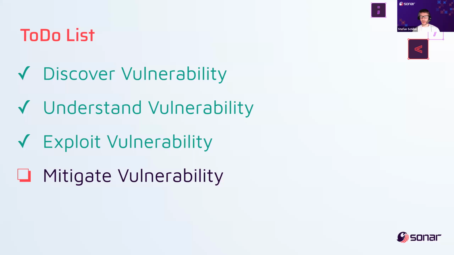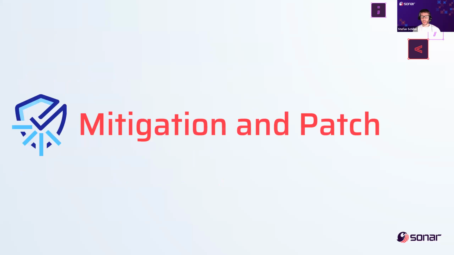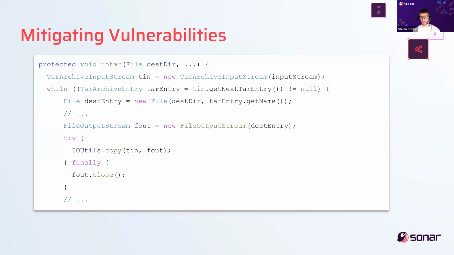So at this point, we are fully aware of the vulnerability and also understand how an attacker could exploit it. So now it's time to change our perspective again, this time to the defender's side. How can we mitigate this vulnerability and apply a comprehensive patch?